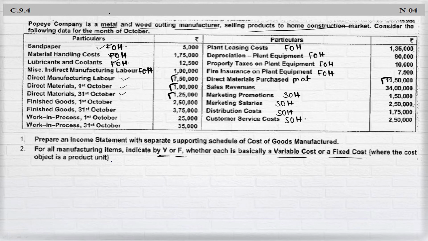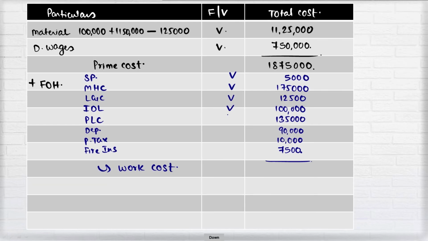Plant leasing cost, rent, fixed. Depreciation, fixed. Can depreciation be variable? Yes, if you are charging depreciation based upon the number of hours the machine is working. There is one method where you charge the depreciation by the number of hours the machine is working. But as a good accountant, you should always remember depreciation is incurred even if the machine is idle, right? So it should be treated as normally fixed. Property tax will be fixed, fire insurance will be fixed. It will not change if you change your units of production.